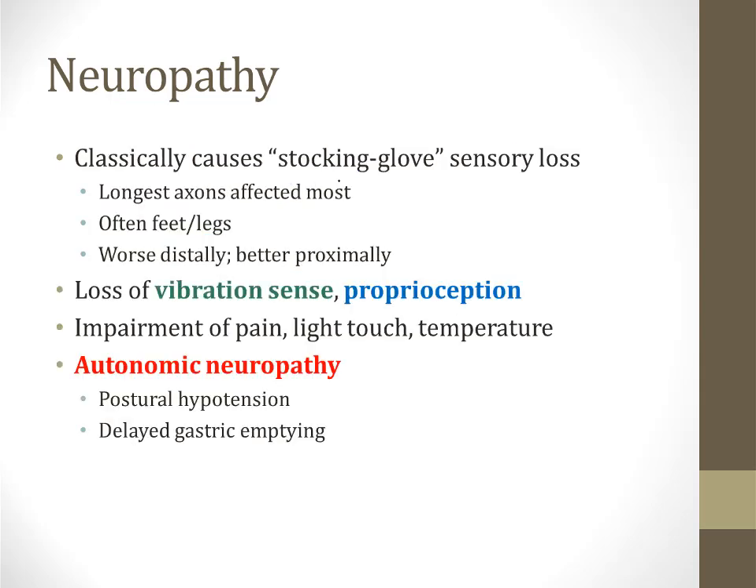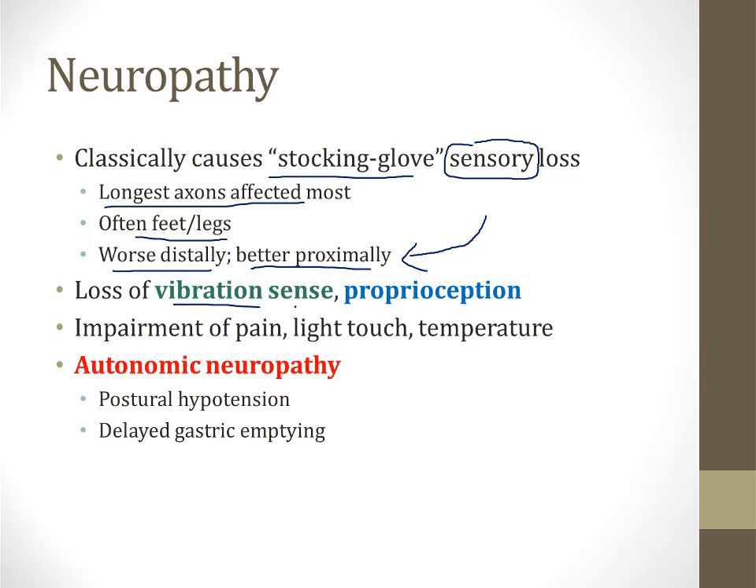Diabetic neuropathy classically causes a stocking and glove sensory loss. The sensory symptoms typically dominate. You can have motor symptoms in diabetic neuropathy, but they are usually much less significant than the sensory symptoms. The longest axons are affected most. Often it's the feet and the legs, and it tends to be worse distally and better proximally. And this can help you differentiate diabetic neuropathy from other causes, for example, a B12 deficiency. In a vitamin B12 deficiency, the lower extremity will be affected equally. In diabetic neuropathy, as you move more proximally up the leg, the sensation will improve.